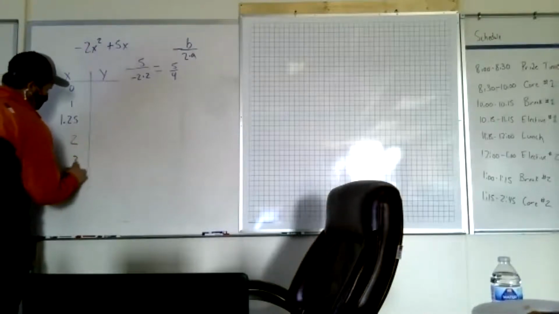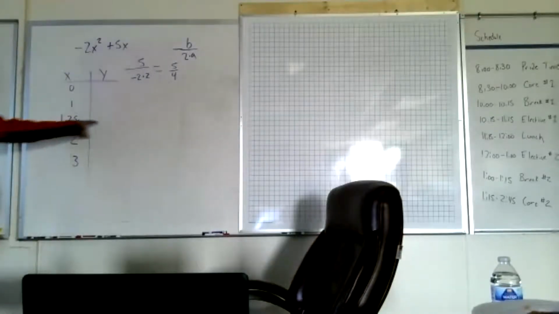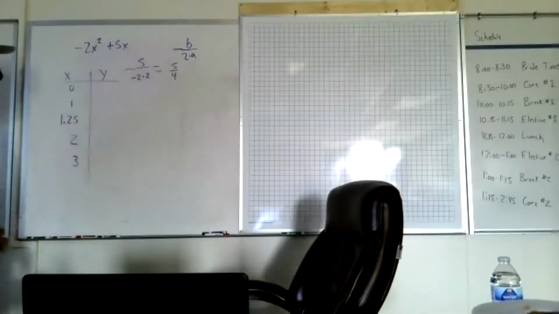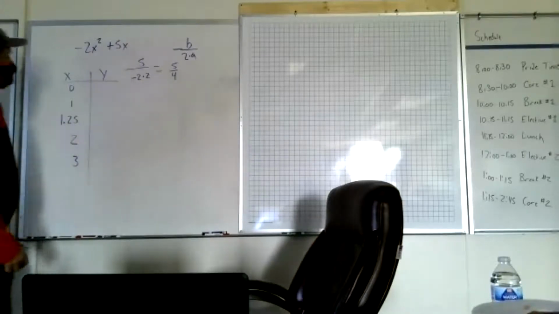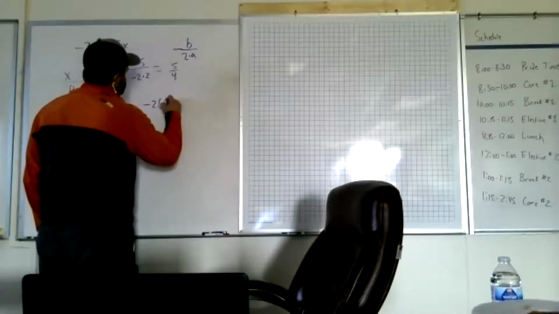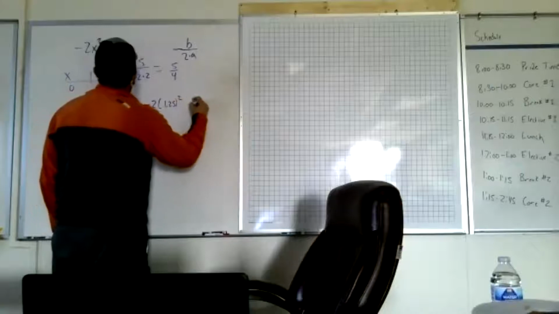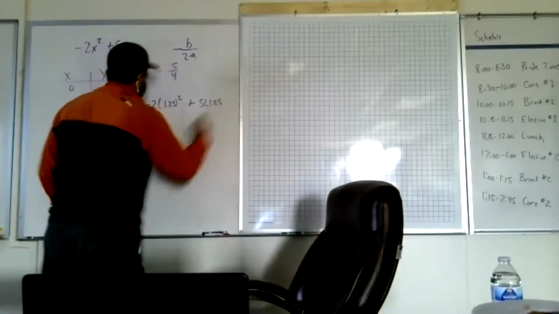2 and 3, that should get me there. Okay, easiest one to plug in is first we got to find out where our min or maximum value is. That's the y value of our vertex. So we take this 1.25 and we plug it in. So -2 times the quantity of 1.25 squared plus 5 times 1.25.